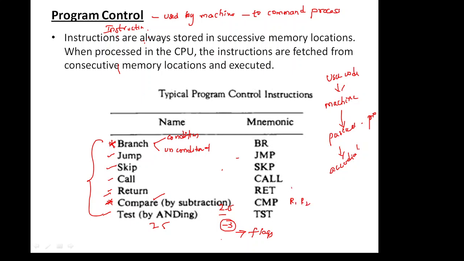So whatever data is present in R1 is compared with the data present in R2, and again the result will be stored in the R1 register only. So that is the compare instruction.